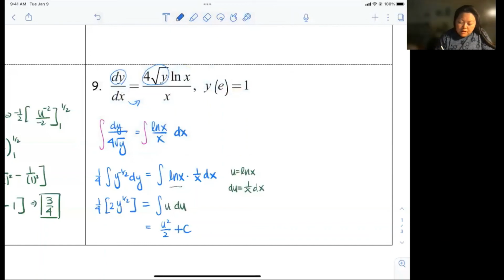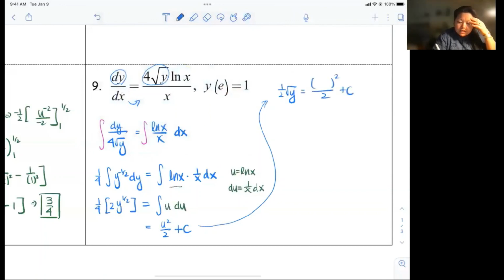So I'm going to continue working my problem here. Cleaning up the left-hand side, I get 1/2 square root of y, because remember, I'm trying to solve for the initial value. I have y of e equals 1, so square root is actually a lot more useful for me. And then on the right-hand side, you have u squared over 2 plus c. Now, we're not going to use u. We've got to put it back in as natural log of x, because the initial value pertains to the x value, okay? All right, so now I see that I'm supposed to plug in e for x and 1 for y. So 1 here and e here.